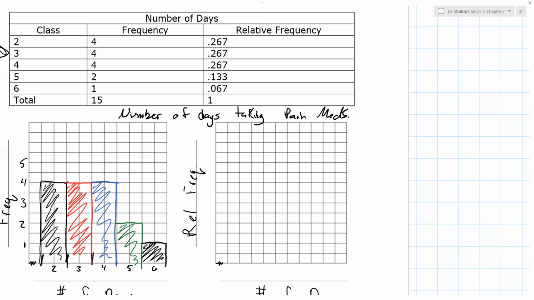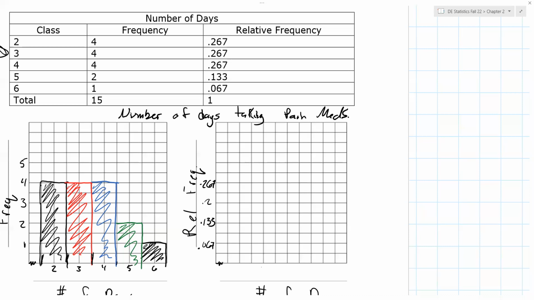And next I'm going to do a relative frequency distribution. And that's going to change the scale that I have. So my scale, I'll put 0.067 there, 0.133. Then up to here will be 0.267. And in the middle is 0.2. And then again, I'm going to set it up in basically the same manner.